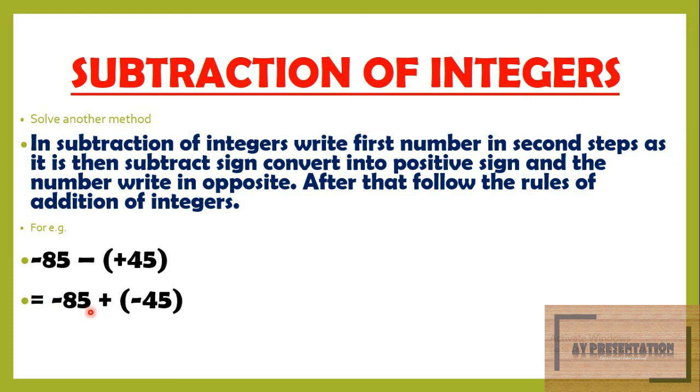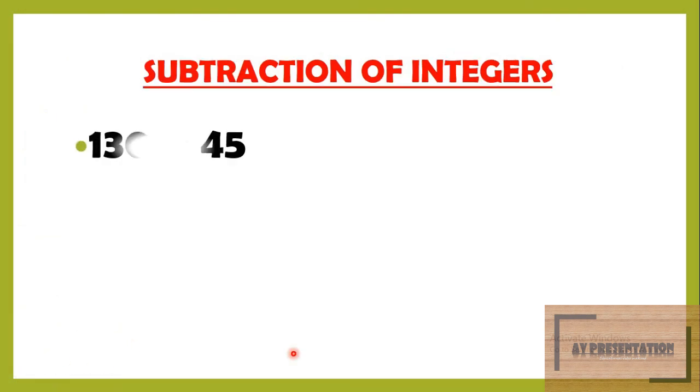After that follow the rules of addition of integers. Both numbers are negative, so add both the numbers. The sum of both numbers is 130 and both numbers' sign is minus. So give the minus sign to the sum. Let's check another example. 130 minus 45.